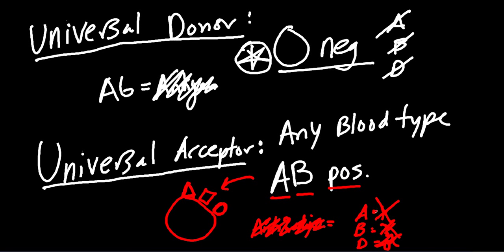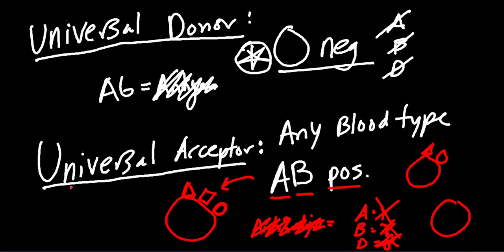So our body is making no antibodies against A. They're making no antibodies against B or D. So we can take any blood type. Let's say an A positive cell. We're going to have the triangles and we'll have the circles. Well, we don't make antibodies to those. They can also accept O negative. O negative is naked, has no antigens. But good, we don't make antibodies against it anyway.